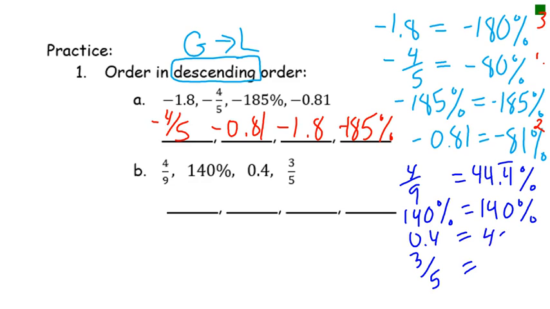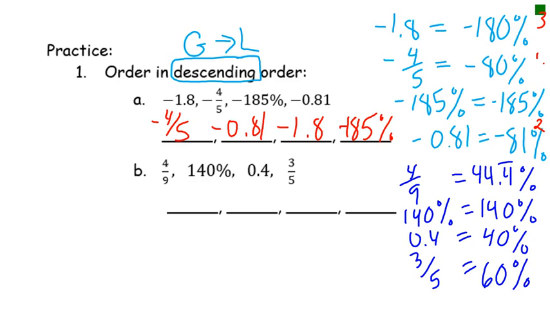0.4, I move my decimal point, becomes 40%. And 3/5, we use our hand stroke for fifths. So that is 0.6 or 60%. So again, I'm still going in descending order, greatest to least. At least this time we're dealing with positive numbers.